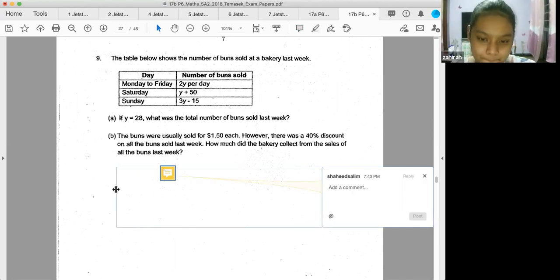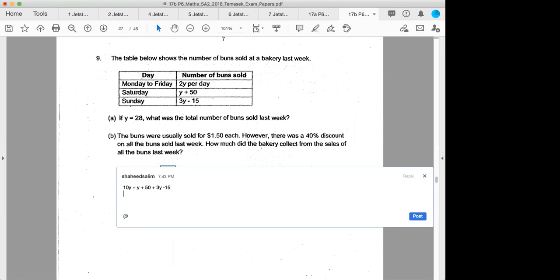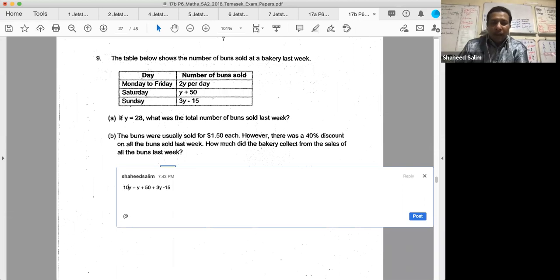Let's see now. The first one, Monday to Friday, is 10y. Then you plus Saturday, plus y, plus 50. And then plus Sunday, plus 3y, minus 15. Don't forget 539. Okay, now 10y plus y is 11y. I bring all of them closer together. You can see, 10y plus y plus 3y, and then plus 50 minus 15.